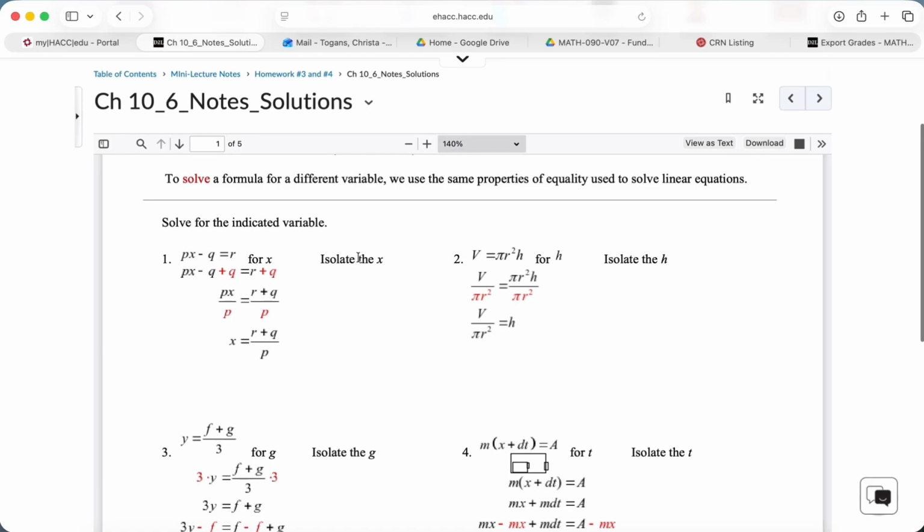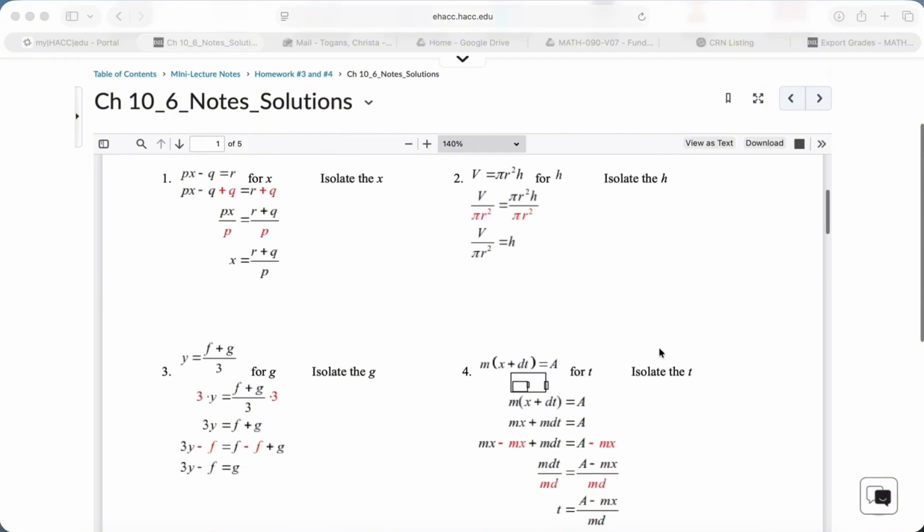So here, you're going to isolate the variable x, and you're going to use the properties of equalities like you have been using to solve equations. All you do is the opposite operations, the things that you can do first, okay? So you're going to add q to both sides. Then you're going to divide by p. And then you could always recheck your work just to make sure that you follow proper rules for solving equations.